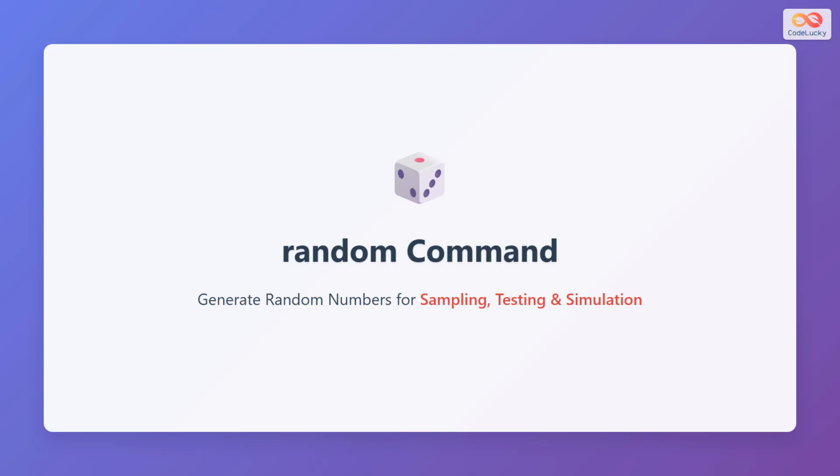Welcome to this tutorial on the Splunk SPL random command. The random command is a powerful tool that generates random numbers for sampling, testing, and simulation purposes. It's an essential command for data analysts who need to work with statistical samples or create test datasets. Whether you're conducting A/B testing, performing data analysis, or need to simulate random scenarios, the random command provides the foundation for these operations.